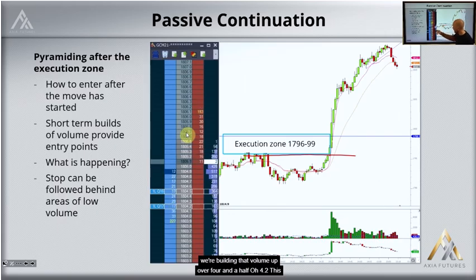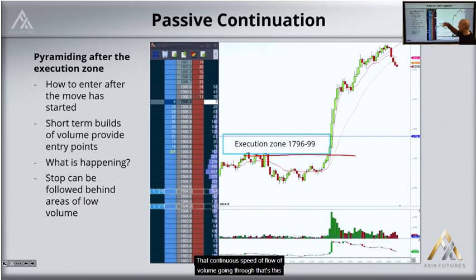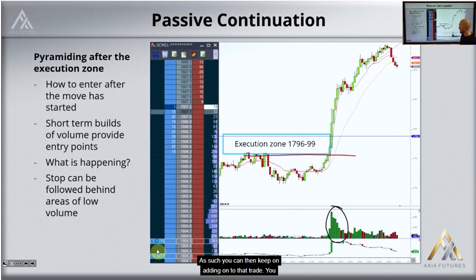04.5, 04.2, this is the area down here where you can look to enter again. So you're using these builds of volume as methods to enter your trade, using that momentum, that continuous pace on the ladder, that continuous speed of flow of volume going through. That's this move here. As that's happening, you can add, because you're being shown information that says to you, people are buying, people are willing to trade at these prices, people are willing to keep buying here. As such, you can then keep on adding on to that trade.